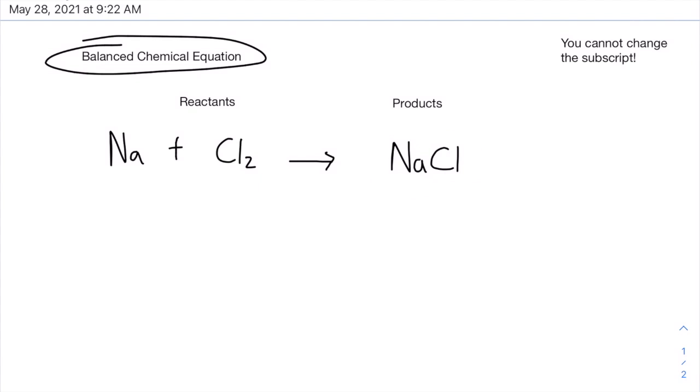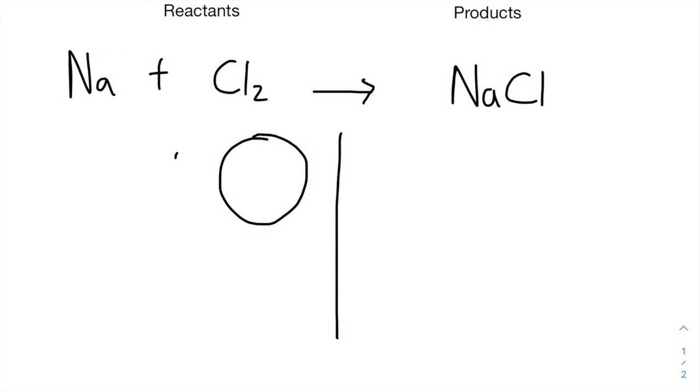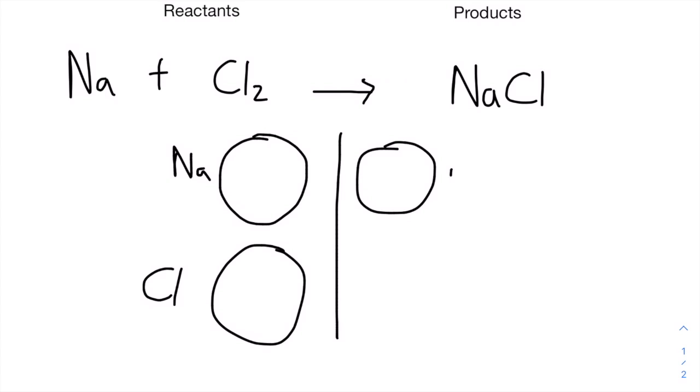And in any balancing chemical equations scenario, you always want to start off by keeping track of how many of each element you have on both sides. Now, in this approach, I'm going to use a visual approach. I'm just going to create a dividing line here. I'm going to create a bubble for sodium and a bubble for chlorine. And we have the same elements on the product side too, so I'll create a bubble for sodium and a bubble for chlorine.